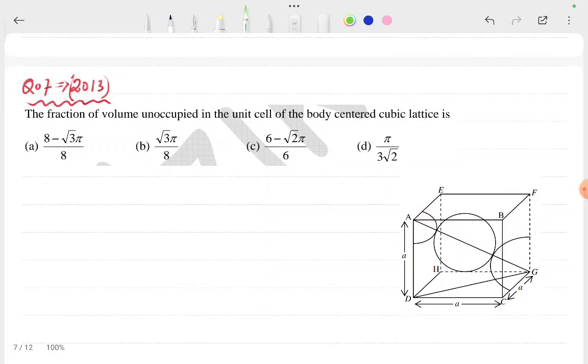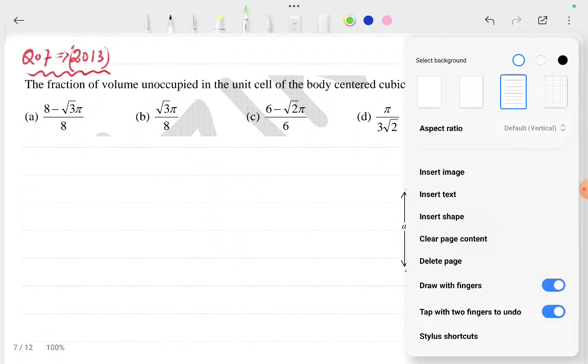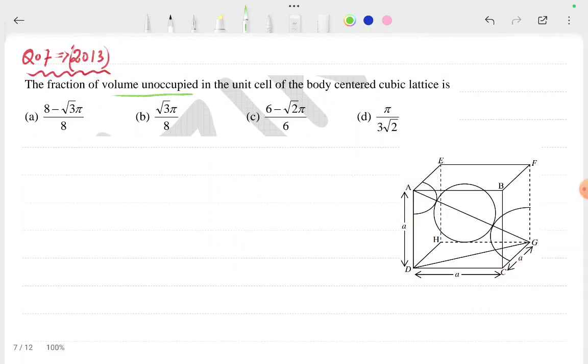Actually, what information is mentioned here? What information is given to you? The fractions of a volume occupied in a unit cell of the body center cubic lattice. What is the meaning of this line? It means how many atoms are occupied in a unit cell.